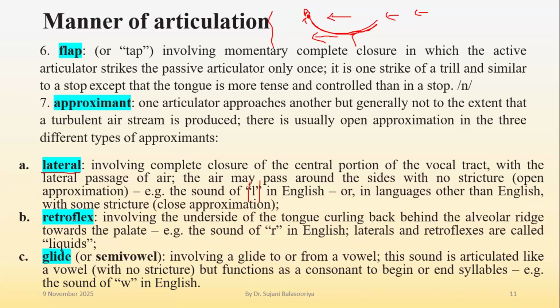The next approximant category is retroflex, right? Now this is different from lateral. What is happening there? This involves the underside of the tongue curling back behind the alveolar ridge towards the palate, and this is our usual R. Okay, the sound of R in English.